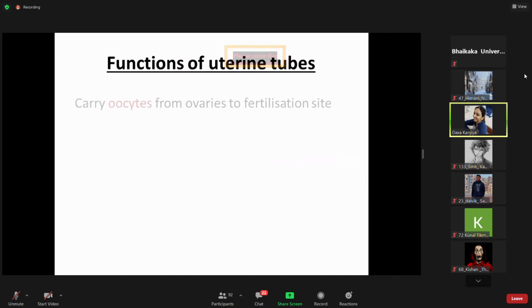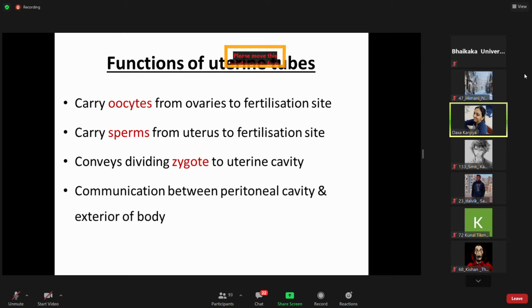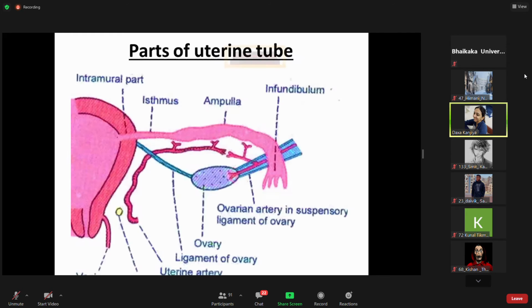What are the functions of the uterine tube? You must be knowing it carries oocytes from the ovaries to the fertilization site, which takes place in the ampulla of the uterine tube. It also carries the sperms from the uterus to the fertilization site. It conveys the dividing zygote to the uterine cavity, and it acts as a communication between the peritoneal cavity and the exterior of the body. So these are the various functions of the uterine tubes.